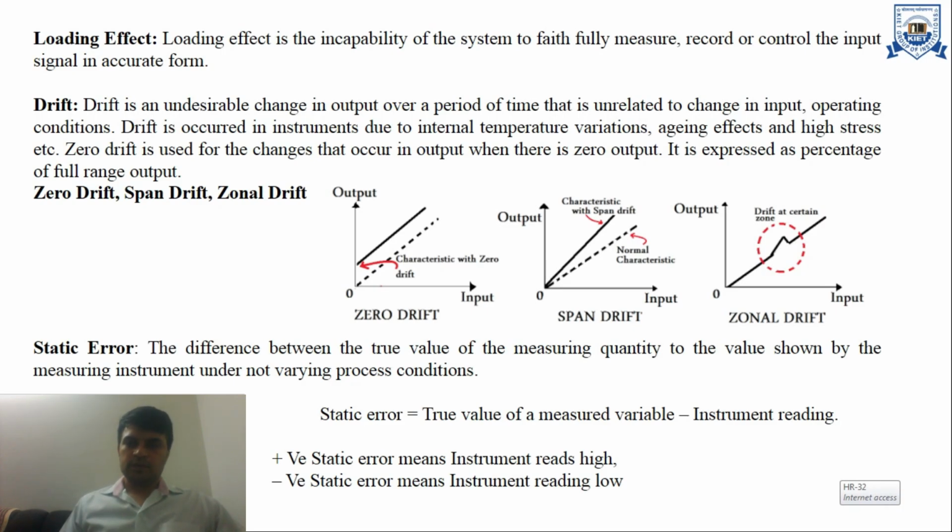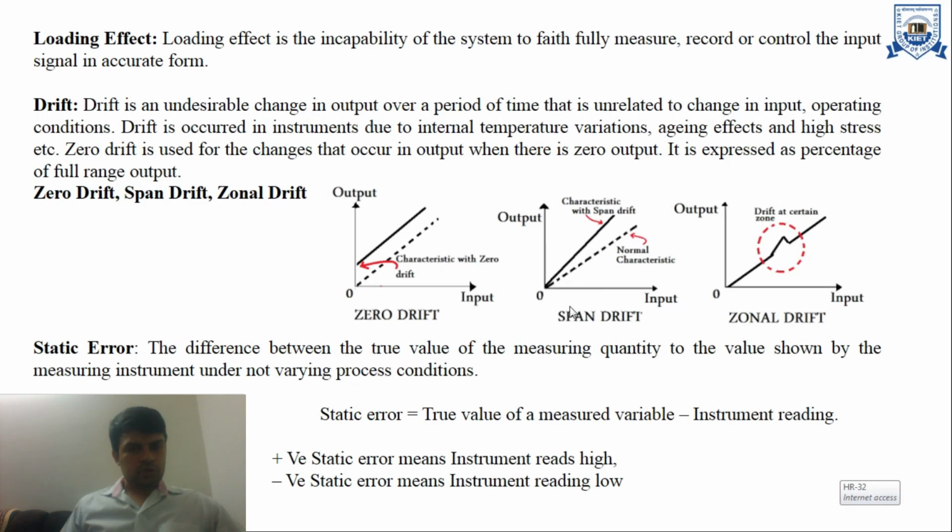Drift may be classified or differentiated into three parts: first, zero drift, span drift, and zonal drift. Here is the example of zero drift. It is a line parallel to our measured value, the actual value. It is called the zero drift condition.